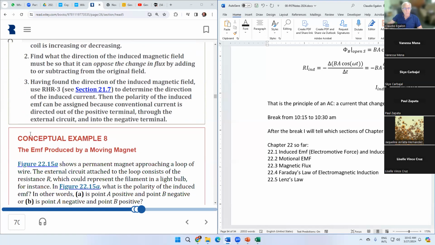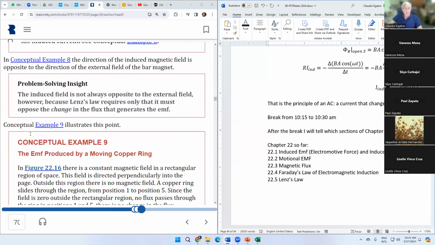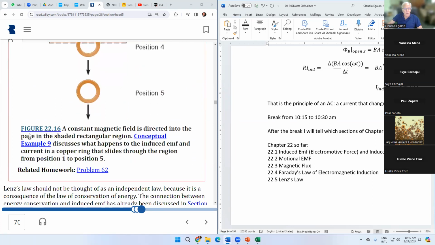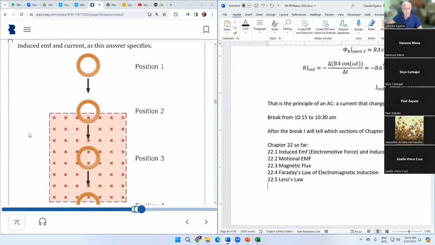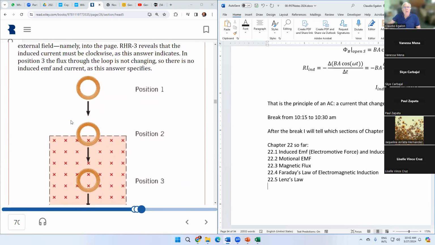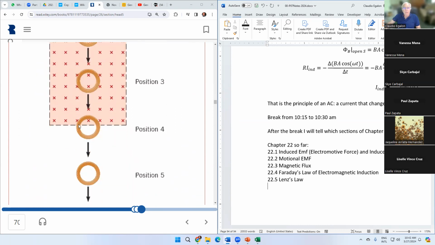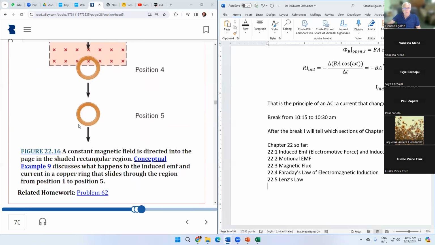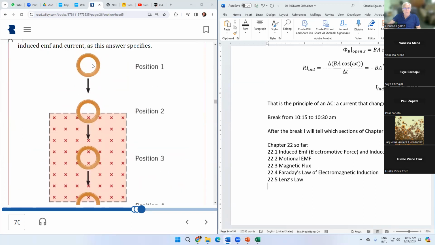22.5. Let's say 22.6. Okay, that's another example of how you can induce a magnetic field in this loop, right? So what's happening here? We have a magnetic field restricted just to this area.